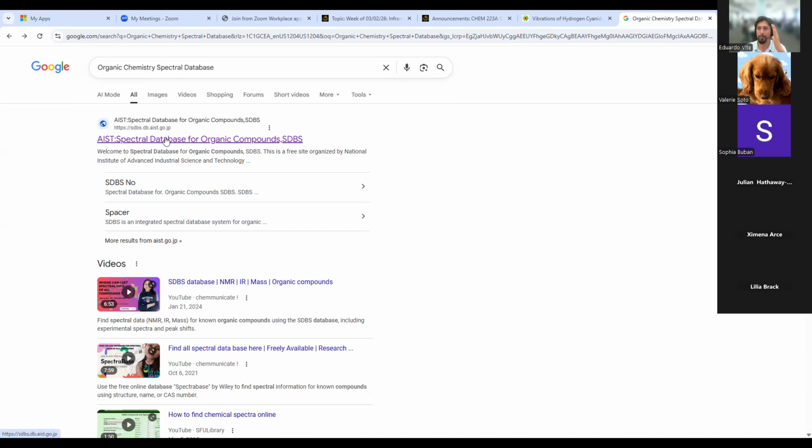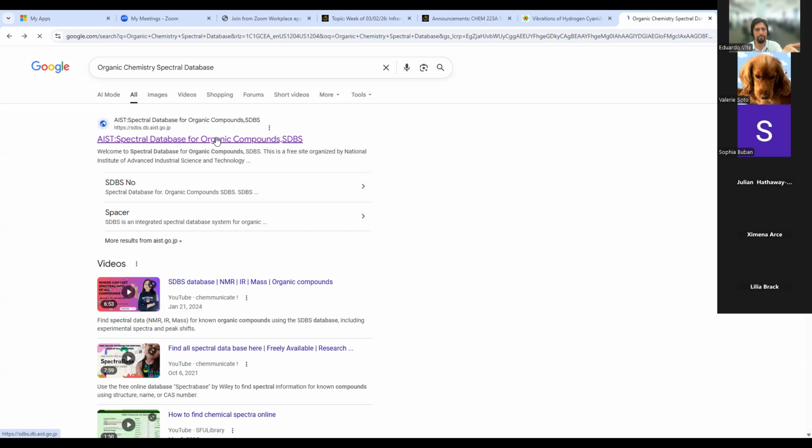Use it to practice, use it to quiz yourself, use it to confirm, right? In science, we have the literature, we have the references. We can make claims, but we have to refer to something that validates our claim. So this is a good academic accepted source for any future work that you might do in organic chemistry. AIST, the spectral database for organic compounds.